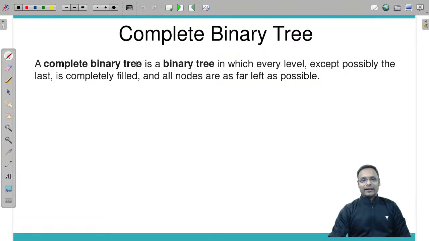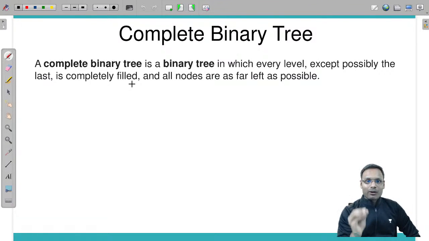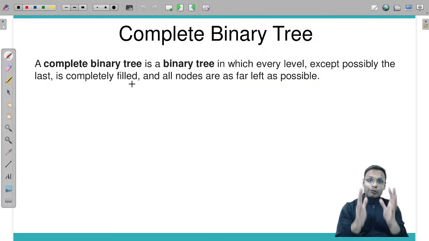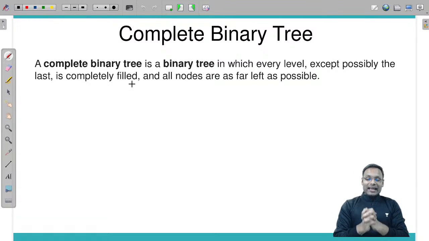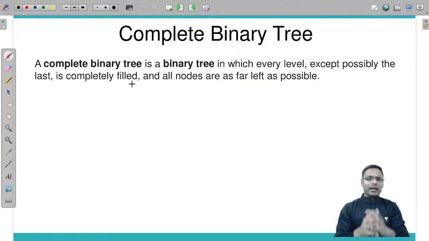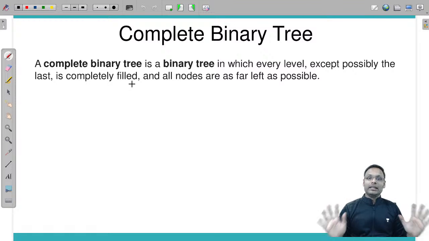What is a complete binary tree? A complete binary tree is a binary tree in which every level except possibly the last is completely filled. Means a complete binary tree has all the levels with maximum nodes. If any relief should be there on any level, then that relief can be on the last level. सबसे लास्ट लेवल पे मैक्सिमम से कम नोड्स हो सकती हैं.